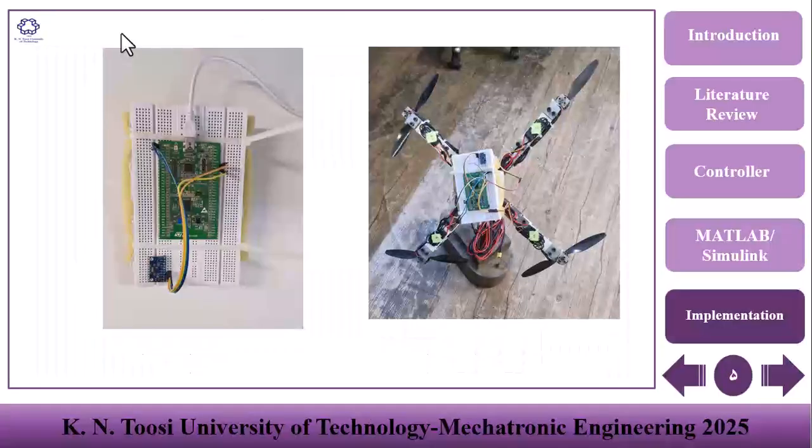For the hardware implementation, we used an MPU-9250 IMU sensor together with a Discovery board. The IMU provides real-time measurements of acceleration, angular velocity, and orientation, which were essential for feedback in the controller. The Discovery board was responsible for processing these signals and running the Fuzzy-PID algorithm to control the quadcopter.